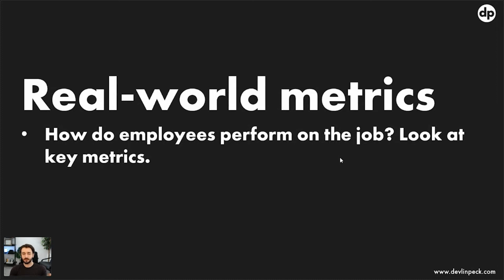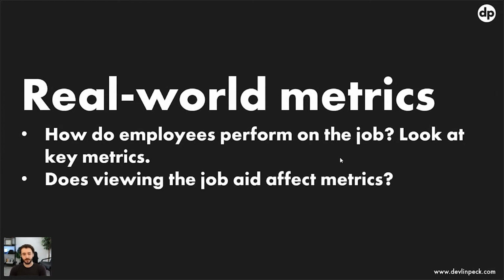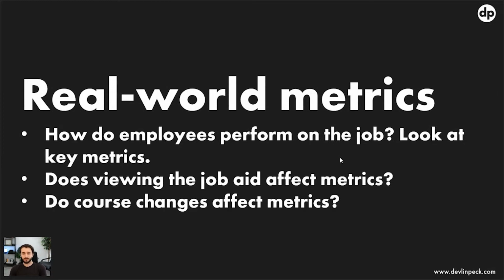You also want to look at some on-the-job metrics, maybe even employee turnover or something. You want to see how you're moving the needle, but that's probably a whole other presentation. The takeaway here is with this xAPI data, you can actually look at those comparisons. Does viewing the job aid not just help people perform better on the scenario, but is it helping move the needle on these real world metrics? And if you are changing or improving the course itself, is that affecting the real world metrics?